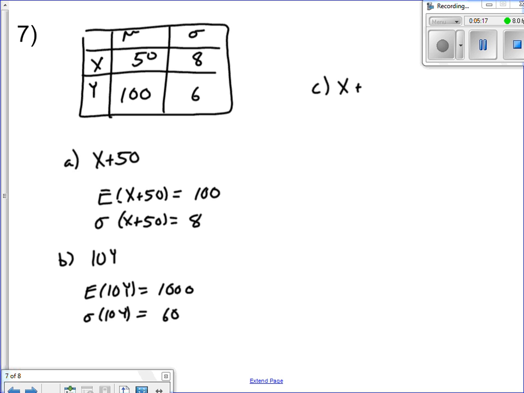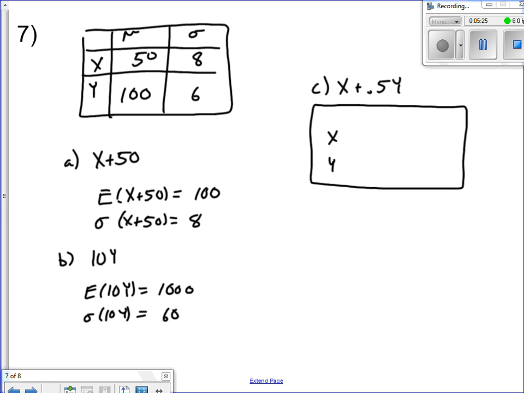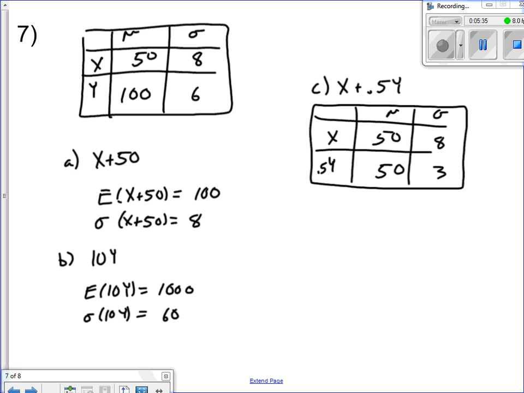X plus 0.5y. My suggestion here, let's just redo the table really quickly as we combine these variables, except this time we're going to do 0.5y. So there's our mean and our standard deviation. X is not changing, but y is going to get cut in half. So now the expected value of x plus 0.5y is 50 plus 50, 100.